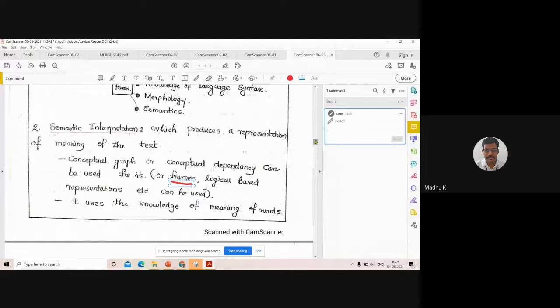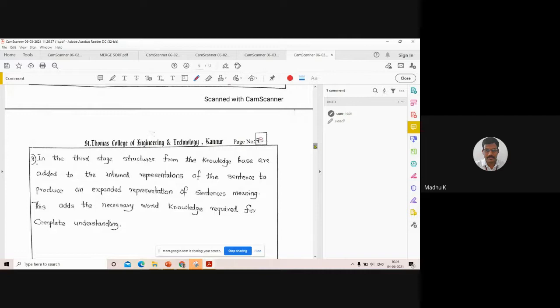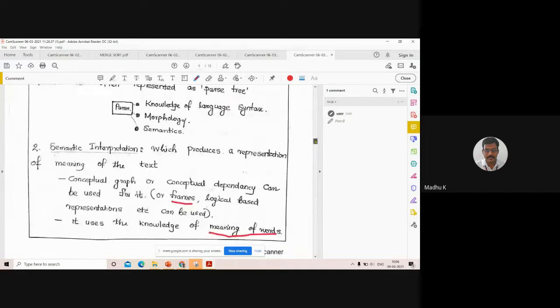Next, it uses the knowledge of meanings of words for performing semantic analysis. It needs the knowledge of meaning of words. So this is about the second stage. What is the second stage? Semantic interpretation. We will analyze the semantics of the text and convert it to a representation scheme. The representation scheme can be conceptual dependency or conceptual graph or some other. Usually in an NLP application, conceptual dependency will be the most suitable one.